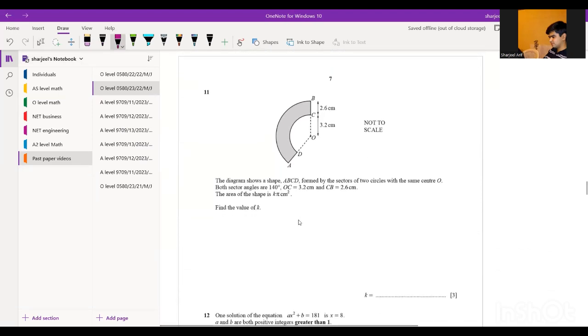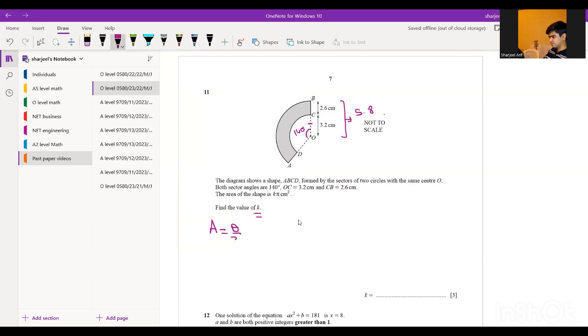Here we have a sector. Basically, we have two sectors here, a larger sector and a smaller sector. And we have to find the value of K. We have the angle of 140 degrees. The radius of the smaller sector is 3.2 and the radius of the larger sector is the sum of 3.2 and 2.6. That would be 5.8.